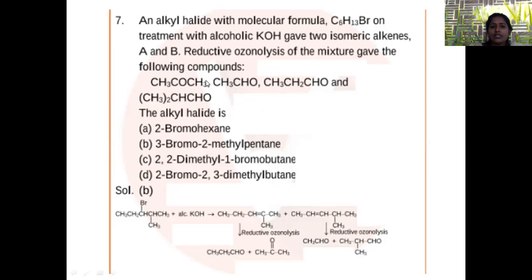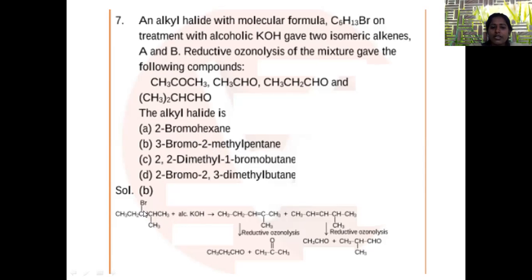In order to get these 4 fragments, an asymmetric alkyl halide should be taken. The suitable example will be 3-bromo-2-methyl pentane, because then only we will get a mixture of 2 alkenes, and then only will we get a mixture of 4 carbonyl compounds at the end. So 3-bromo-2-methyl pentane, with a 5-carbon pentane chain, is treated with alcoholic KOH.